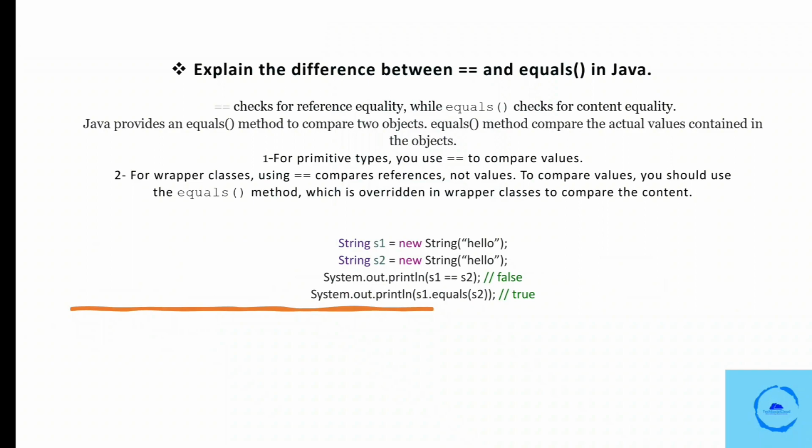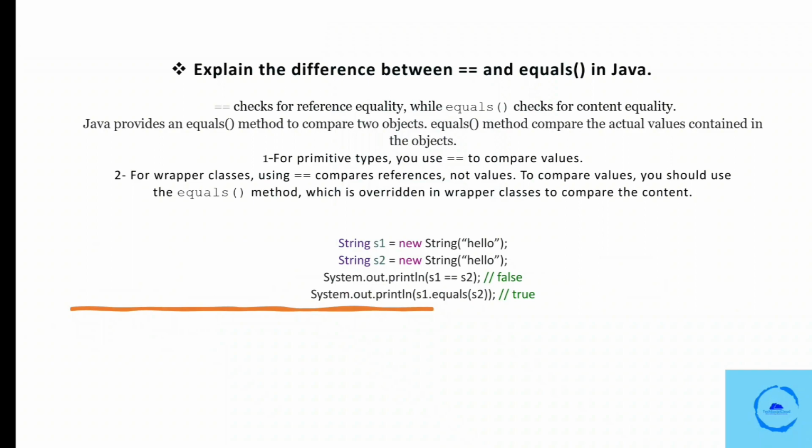Now let's talk about the equals method. It is a method which is defined in the Object class, and its default behavior is to compare object references, similar to the equal to operator. However, many classes in Java override the equals method to provide a more meaningful comparison based on the content of the object rather than their memory addresses. It is common to see the equals method being overridden in classes where logical equality is more relevant than reference equality. Okay, so let's move to the next question.